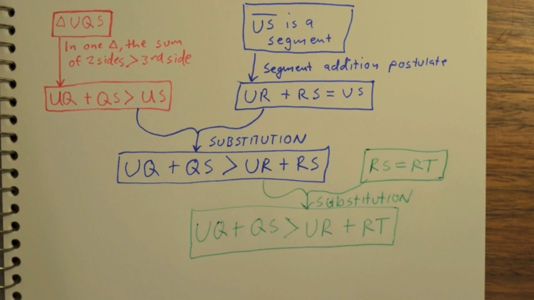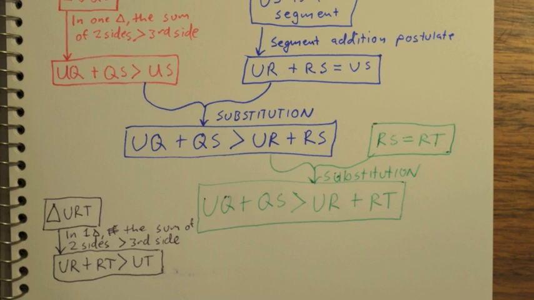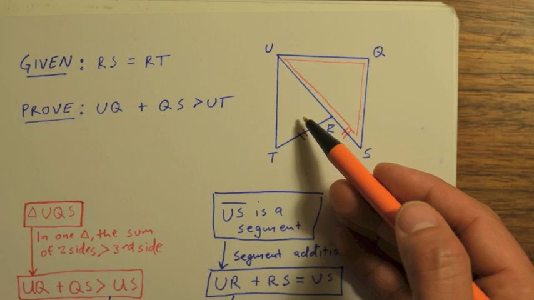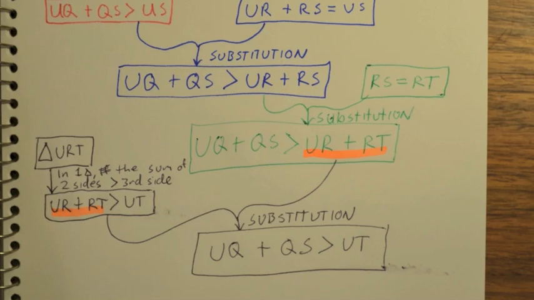Then, given information stated that RS equals RT. So we can substitute: UR plus RT is less than UQ plus QS. And UR plus RT is kind of an interesting segment. UR plus RT, that's two sides of triangle URT. And so in that triangle, UR plus RT must be greater than UT. And so therefore, by substitution, UQ plus QS must be greater than UT.